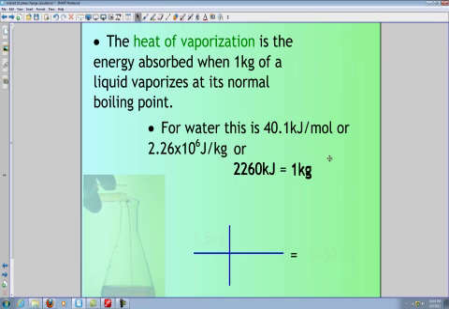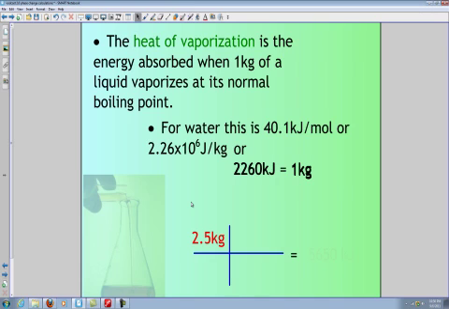For water, it's going to be 40.1 kilojoules per mole. We haven't talked that much about moles yet, but we'll do that in the next section. Or, in terms that we've used so far, 2.26 times 10 to the 6 joules per kilogram. Or we could put that in conversion factor form: turning this number into kilojoules gives us 2,260 kilojoules equals 1 kilogram. To do a calculation, we would take our 2.5 kilograms, say, just an example, I'm pulling that number out of thin air.